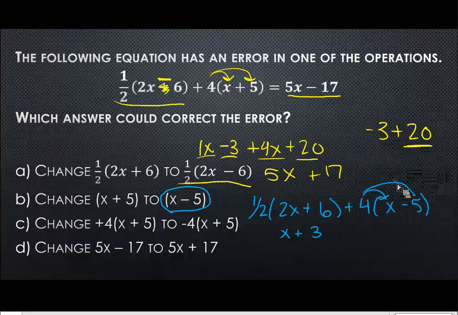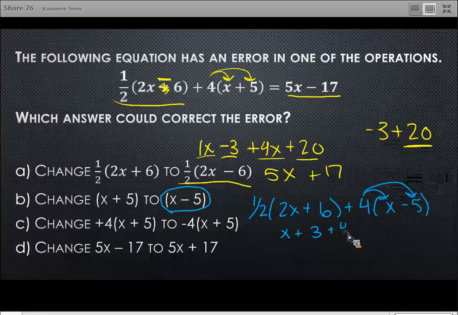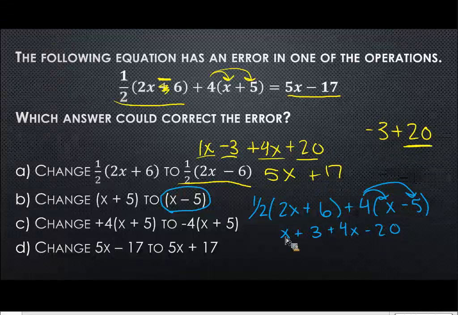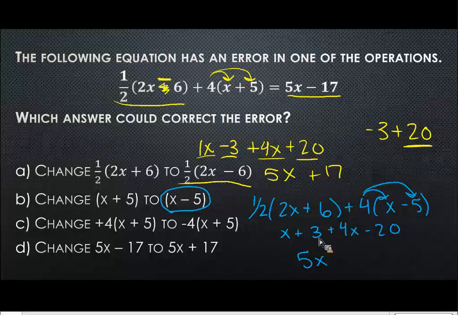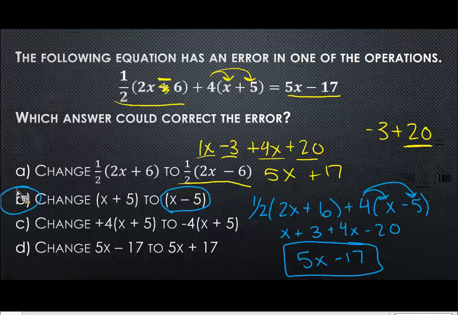Now let's distribute over here. So I have 4x minus 20. So if I have x plus 4x, that gives me 5x, and 3 minus 20 is negative 17. So that means that B works.